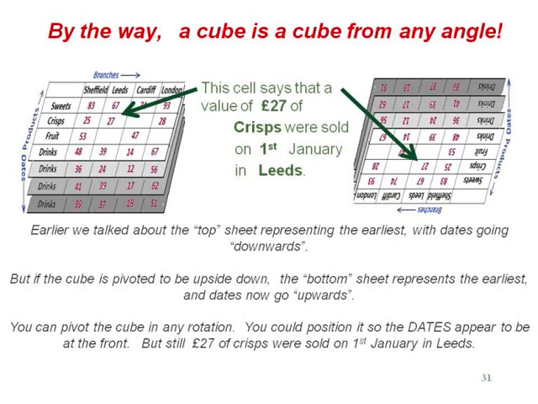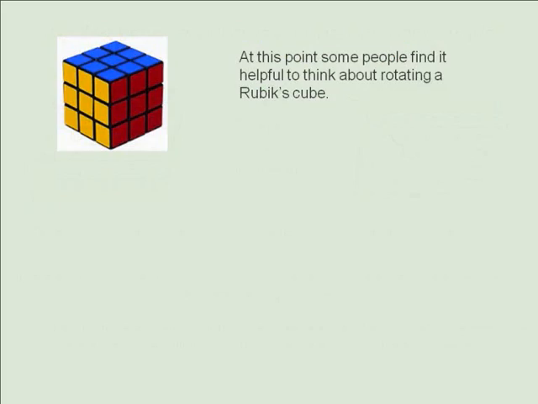You can pivot the cube sideways as well. You can pivot in any rotation. You could position the cube so that the dates appear to be at the front. But still, £27 of crisps will be sold on the 1st of January in Leeds. Turning the cube makes no difference to this.